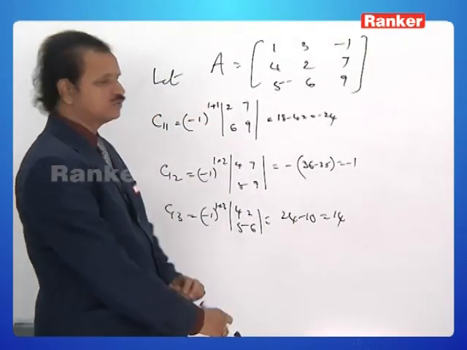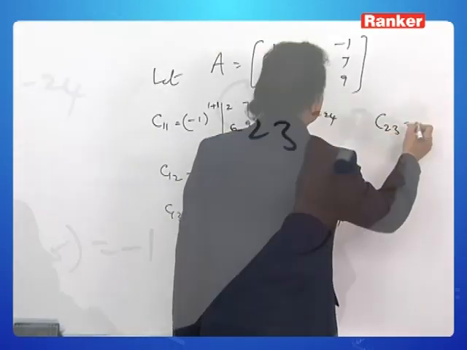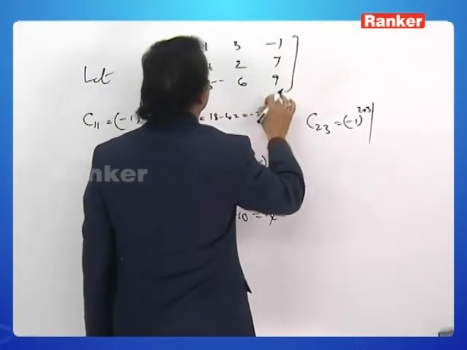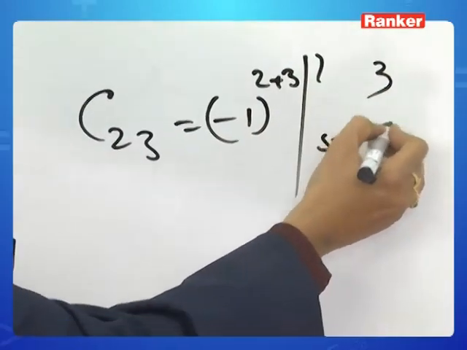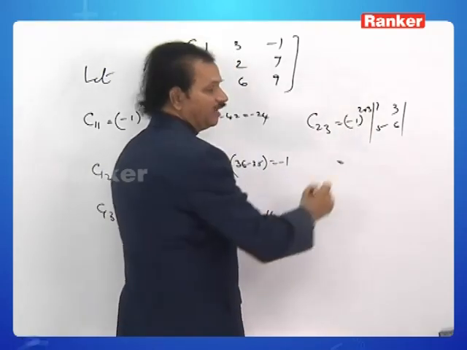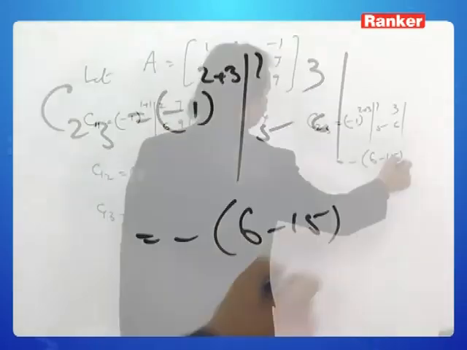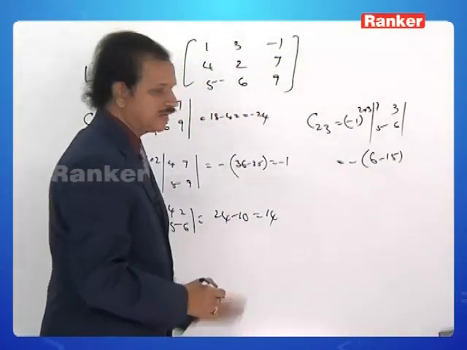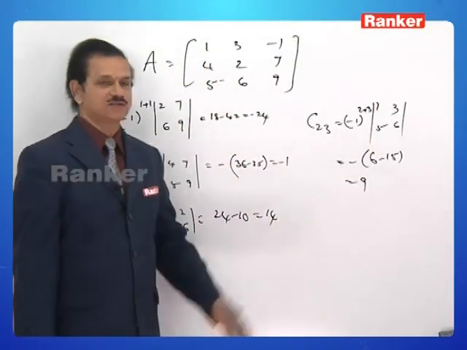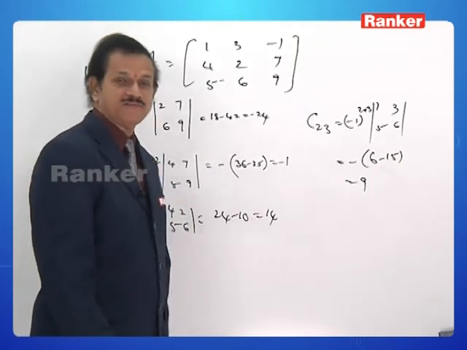Likewise, you can have C23, C31, as examples. Let me find C23. What is this? Minus 1 whole power 2 plus 3. Second row, third column. 1, 3, 5, 6. What is the determinant? 2 plus 3 is 5. Minus 1 whole power 5 is minus of 6 minus 15. 6 minus 15 is minus 9. Minus of minus 9 is 9. That is the cofactor of the element which lies in the second row, third column. This is the way we find the cofactors.